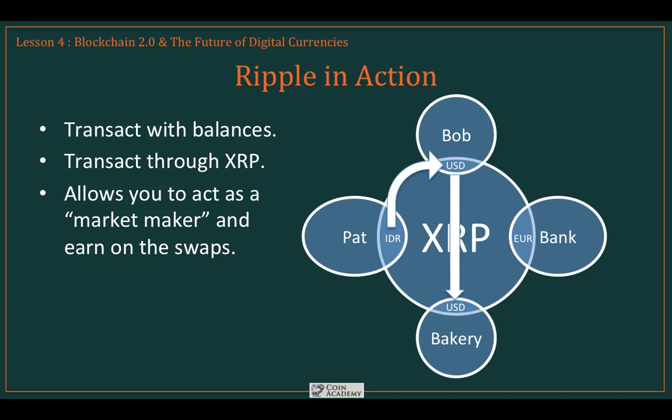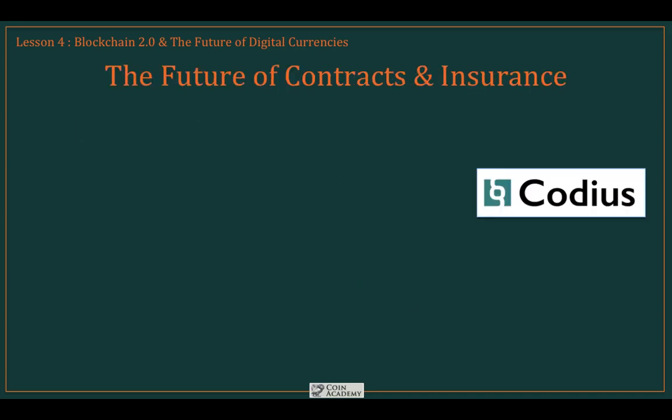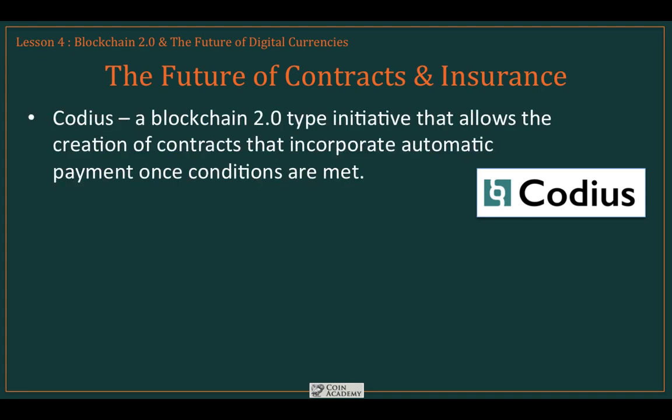Let's move on now. Let's look at the future of contracts and insurance. And here we're going to talk about something called Codius, which ironically is from the same people that brought us Ripple. Codius is a Blockchain 2.0 type initiative. It allows the creation of what are called smart contracts. That is, contracts that incorporate automatic payment once conditions are met, and they use the blockchain to verify that the conditions have been met and release the payments.